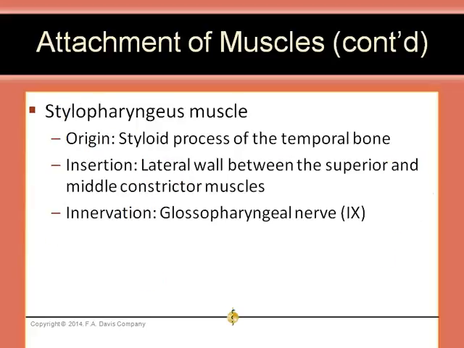The stylopharyngeus muscle originates on the styloid process of the temporal bone and inserts into the lateral wall between the superior and middle constrictor muscles. It is innervated by the glossopharyngeal nerve.